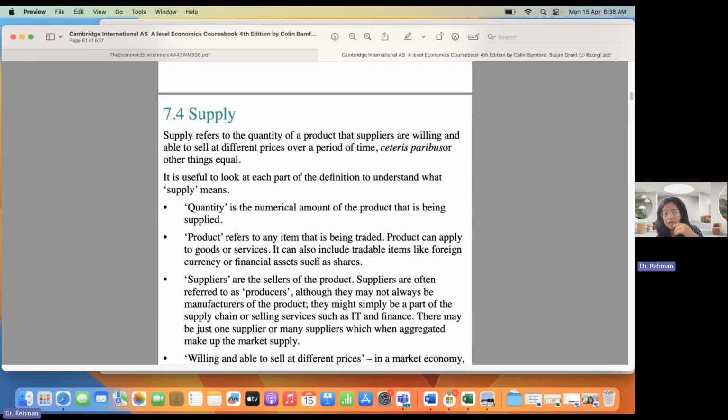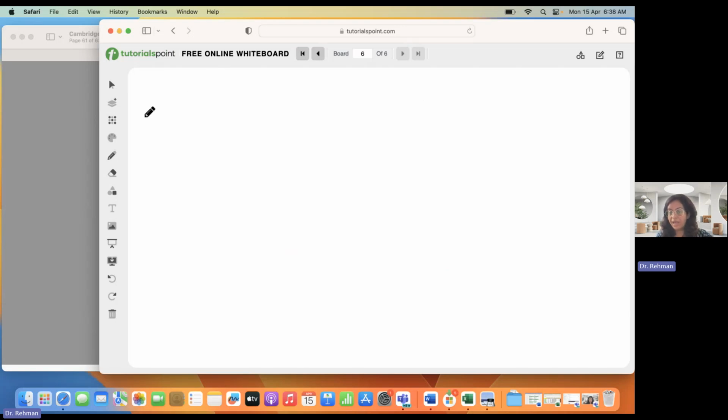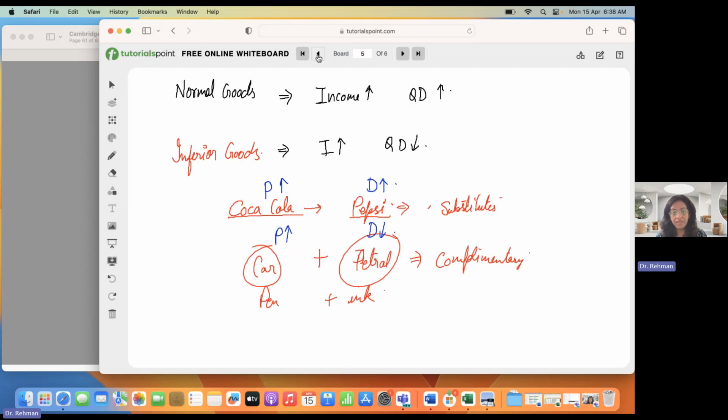Now, coming to the supply. Whatever we have studied in demand, very similar things are going to be applied on the supply side. Let us understand what those are. I have already told you the law of supply here.